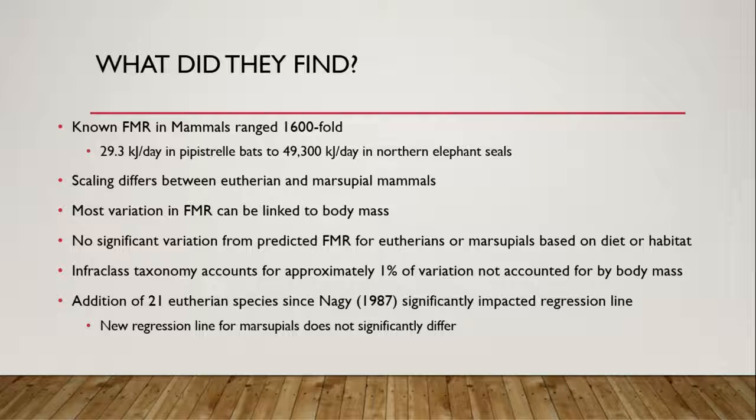but much of the variation is still a mystery. The addition of 21 new eutherian species significantly altered the regression line established in Nagy 1987, but the regression line for marsupials was not significantly different. This is not entirely surprising, as only 4 new marsupial species were added to this regression line.